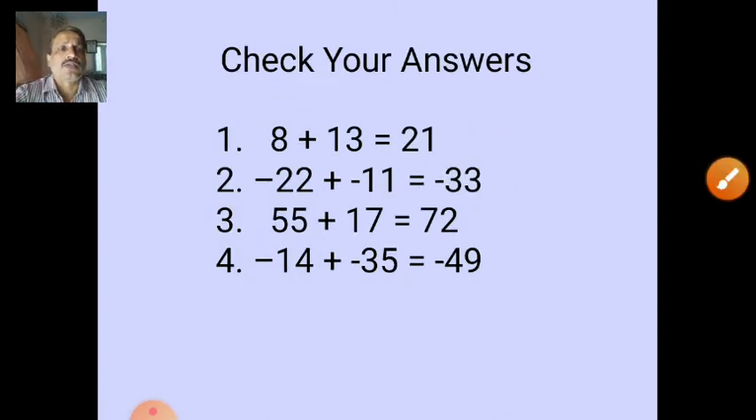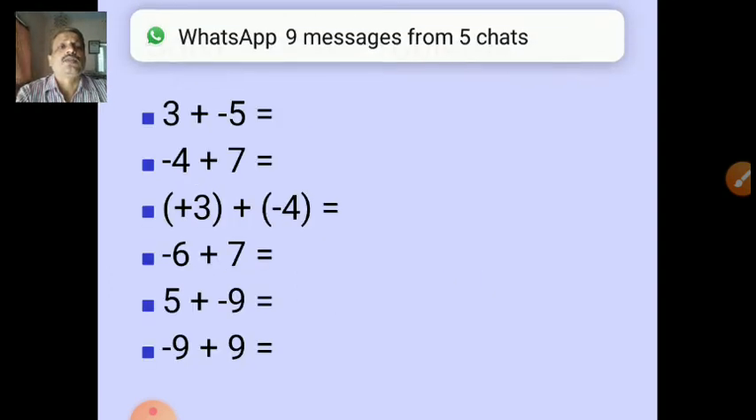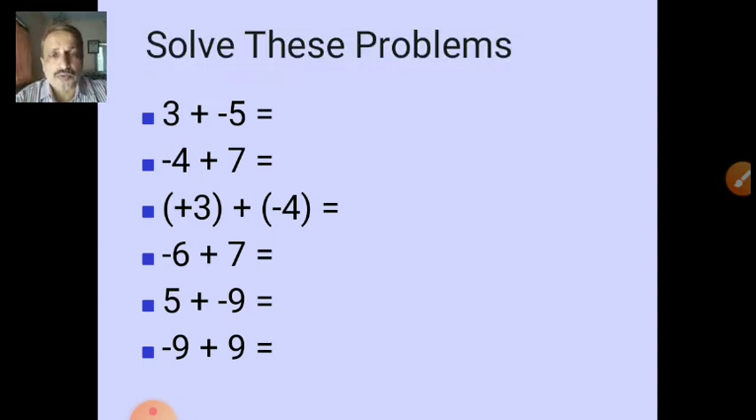Now check your answers here also. 8 plus 13, 21, minus 22 minus 11, minus 33, minus 55 plus 17 gives us minus 72, minus 14 minus 35, it gives us 49. Solve this problem once again. One number is positive, one number is negative. Whenever you find these types of questions, you have to subtract the numbers. And here, forget about the sign. You have to select the big number first and subtract the small number. Yes, 5 minus 3, answer is 2.